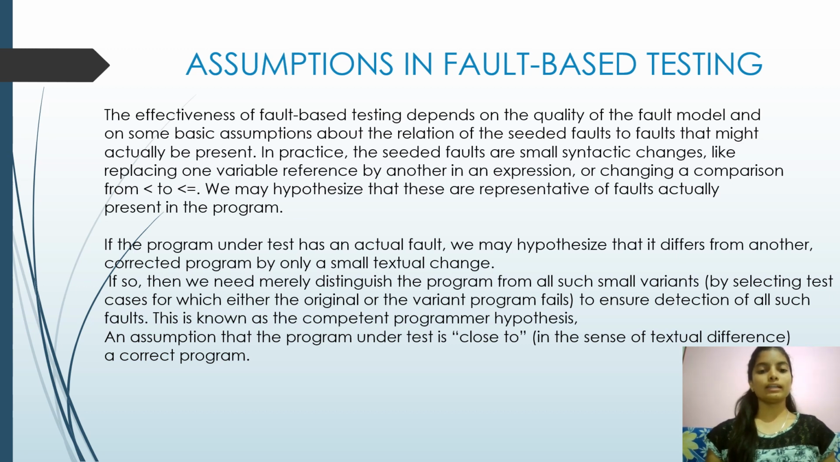So, if the program under test has an actual fault, we can hypothesize that it differs from another correct program by only one small textual change. If so, then we need merely distinguish the program from all such small variants by selecting test cases for which either the original or the variant program fails. This is known as the competent programmer hypothesis, an assumption that the program under test is close, in the sense of textual differences, to a correct program.